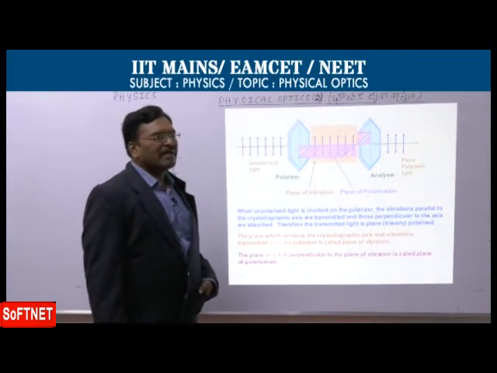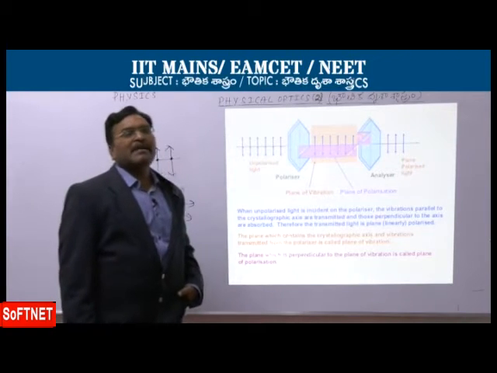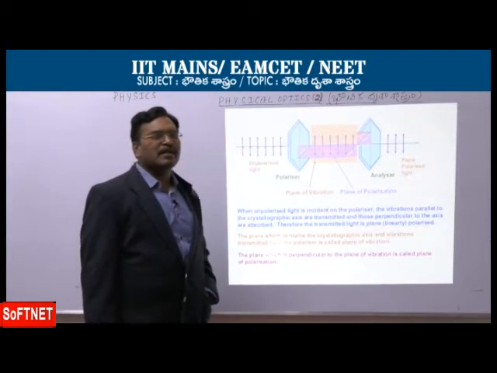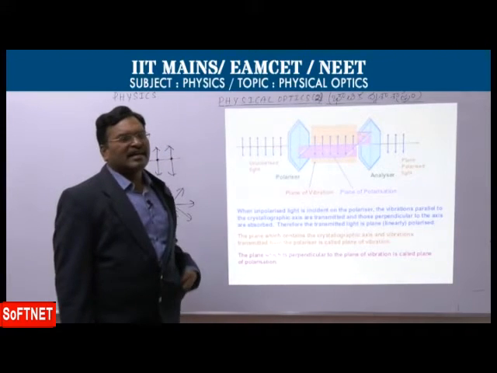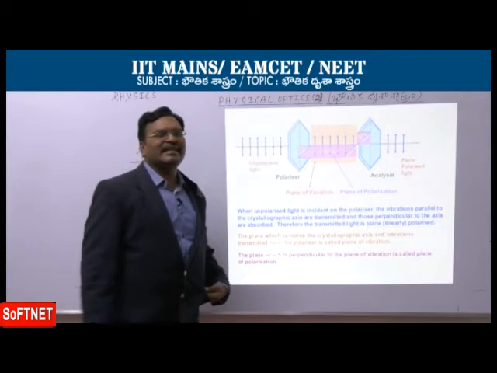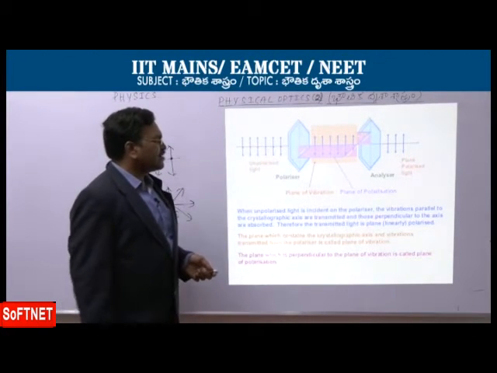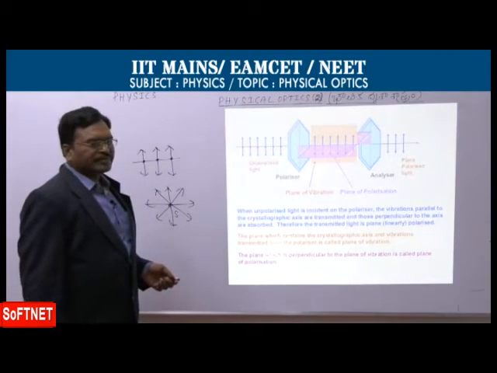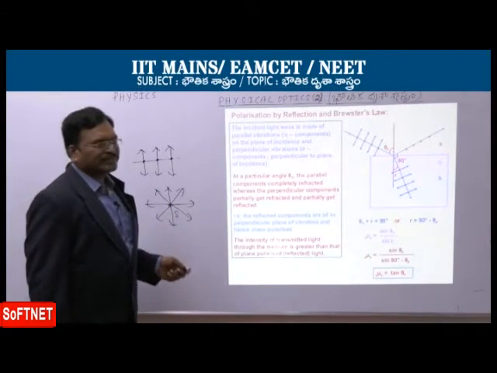Suppose 5 units of intensity is there. If we use sunglasses, polarized glasses, the intensity becomes half. That's why in summer we use cooling glasses; they decrease the intensity of light rays. Next one, here we have polarization by reflection and Brewster's law.